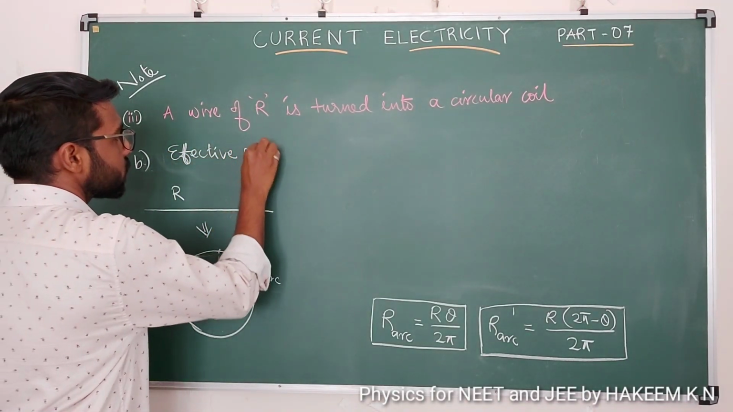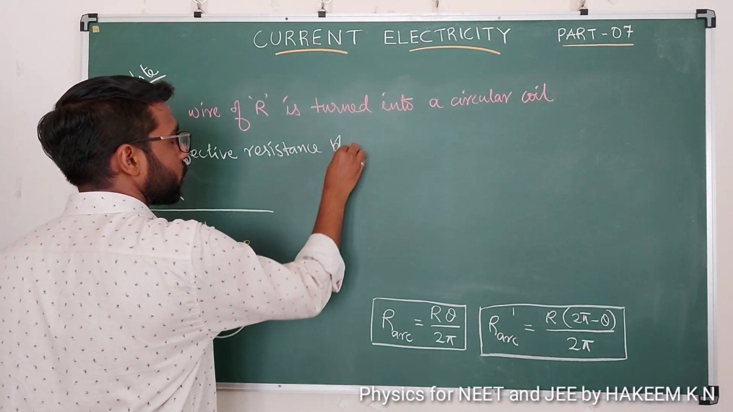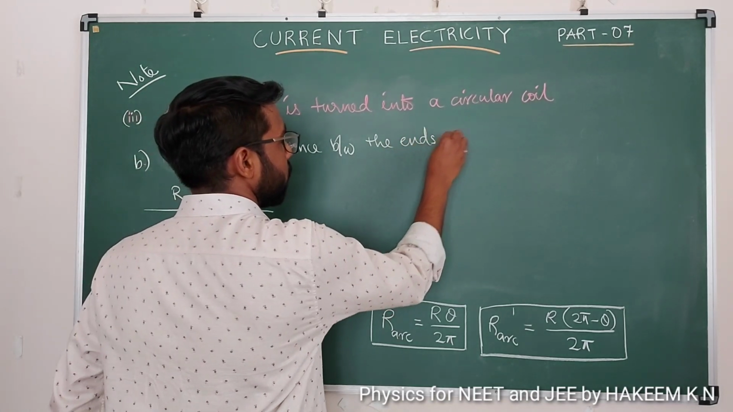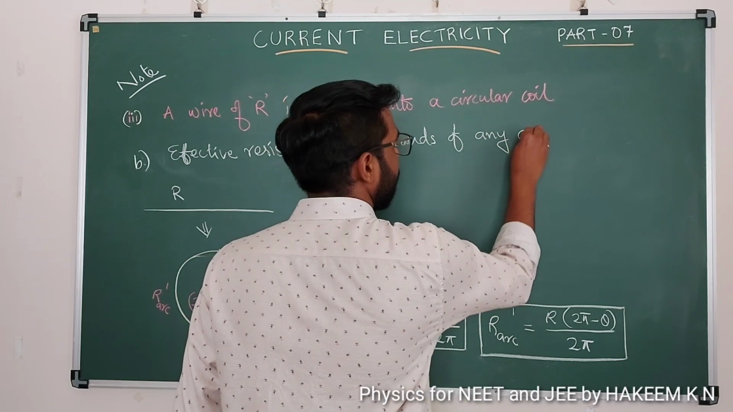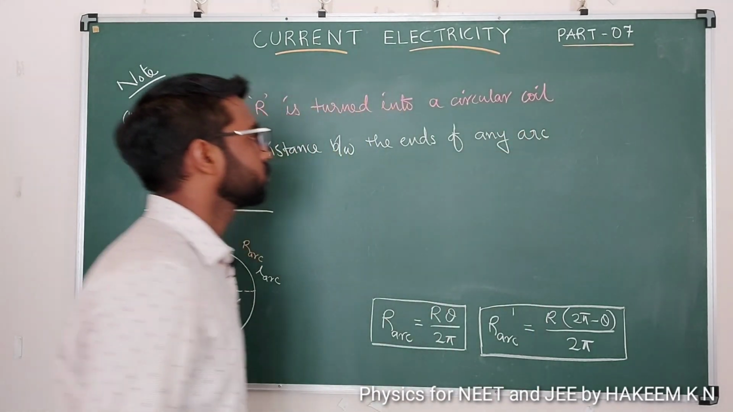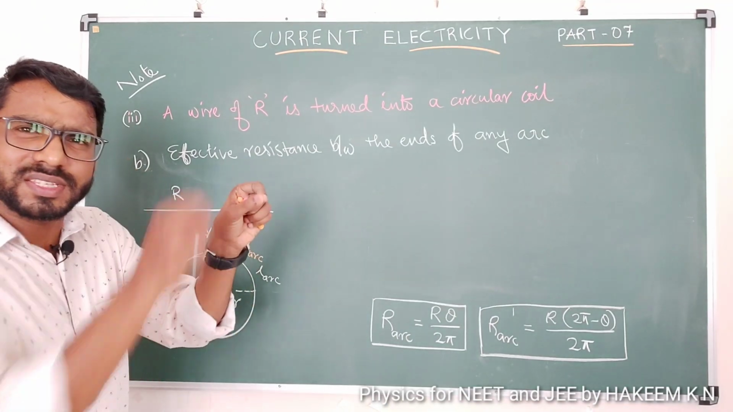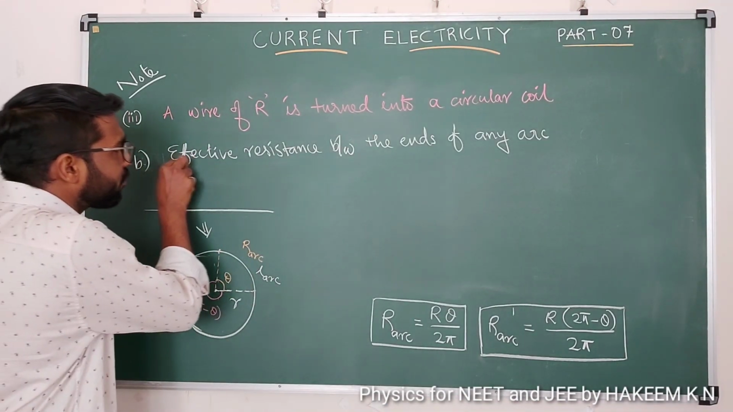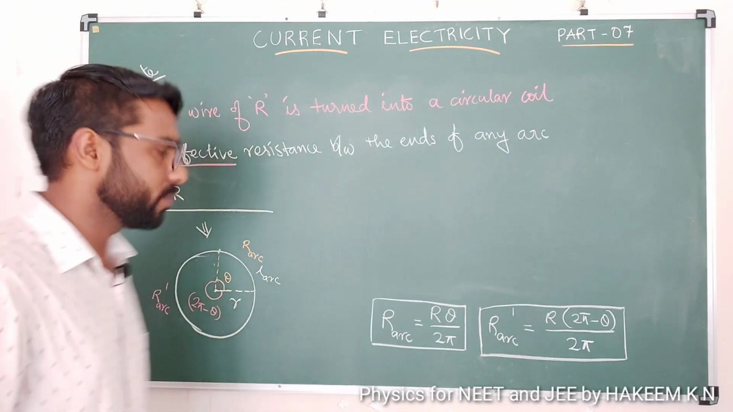Effective resistance between the ends of any arc. We just found, in point A, the resistance of any arc. Now here we have to find the effective resistance between the ends of any arc with the center angle theta.